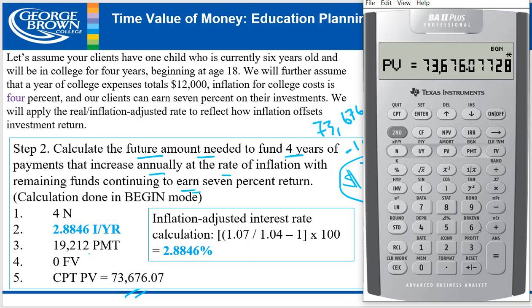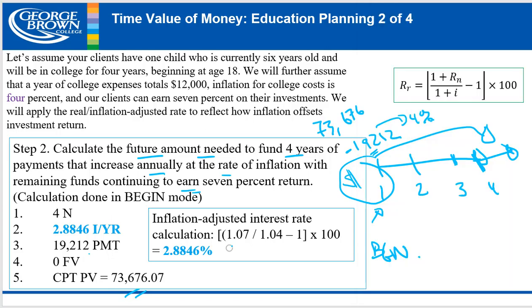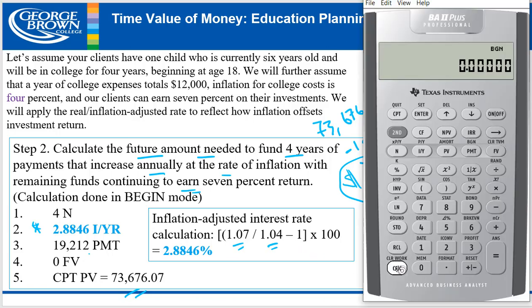So $73,676, if we minus $12,000 off that, at the beginning of the first year, we're going to see we're going to have a balance of $61,676, and that's going to be earning my investment rate of 7% until that second payment is taken out, which will be $19,212 inflated by 4%. And so that's why for the discount rate, we're using the inflation adjusted interest rate, 1 plus the investment rate divided by 1 plus the inflation rate minus 1 times 100. So again, just bring up the calculator very quickly.